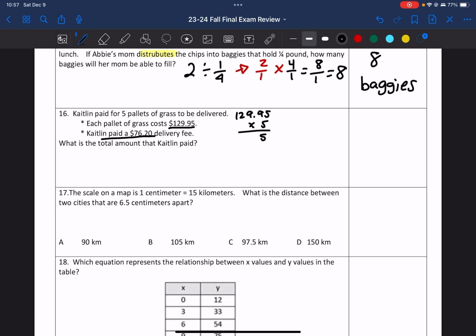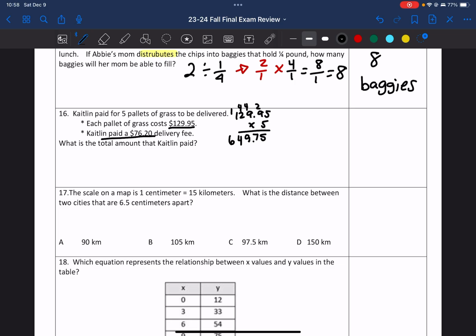5 times 5 is 25. 9 times 5 is 45, plus 2 is 47. 45, 49. And then 5 times 2 is 10, plus 4 is 14. 5 times 1 is 5, plus 1 is 6. So what she pays is $649.75 for just the pallets.